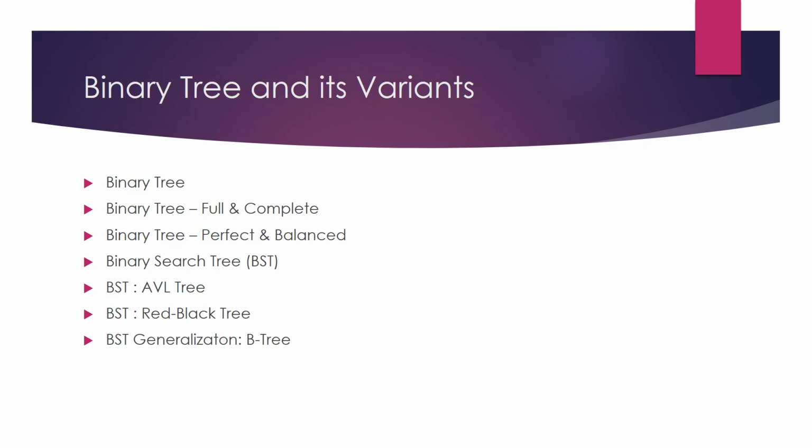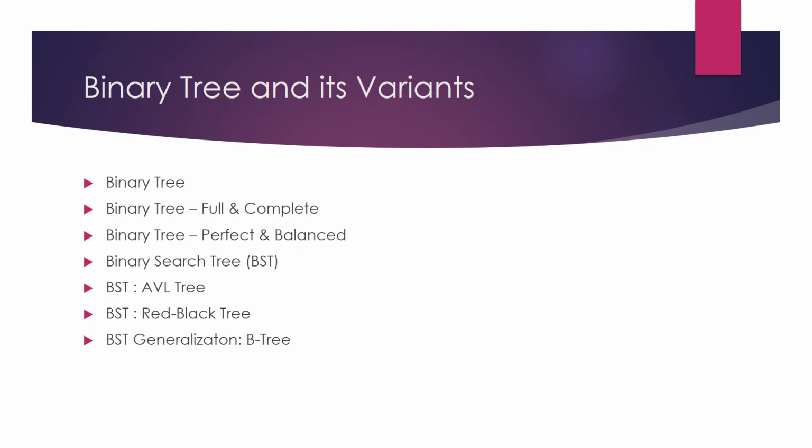We'll first discuss what a binary tree is, then we will see what a full binary tree is, what a complete binary tree is, then we'll see what a perfect binary tree is. We'll also see what a balanced binary tree is. Then we'll move to a variant of binary tree or a special kind of binary tree, which is binary search tree. We'll see two types of binary search trees which have some great applications in computing, AVL tree and red-black tree, and at last we'll end with a generalization of binary search tree which is a B-Tree.